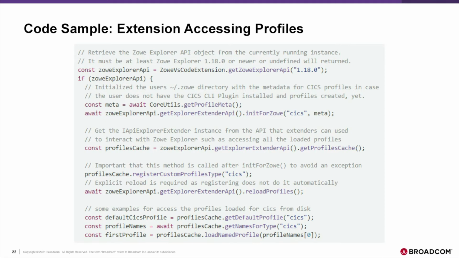The next item is registerCustomProfileTypes. So this utility registers a profile type that is also a valid Zowe CLI profile type, and this ensures that this extension shares a profile with Zowe CLI. So once everything is defined, you can see that there are some examples here on how you can access the profile cache of Zowe Explorer in your own extensions. You can get the default profile from the type that you declared, you can get names for the type, and you can also load them and use them in your own custom view or within the Zowe Explorer UI itself.